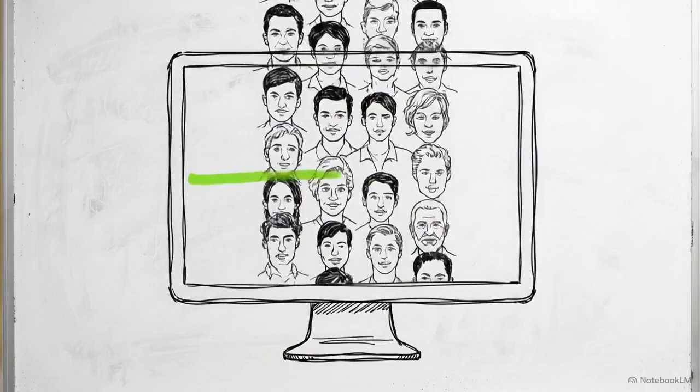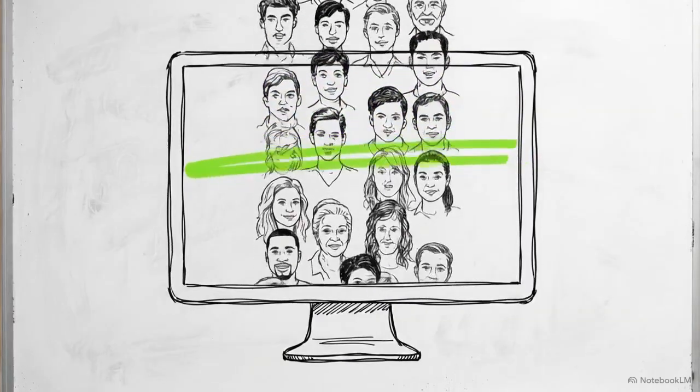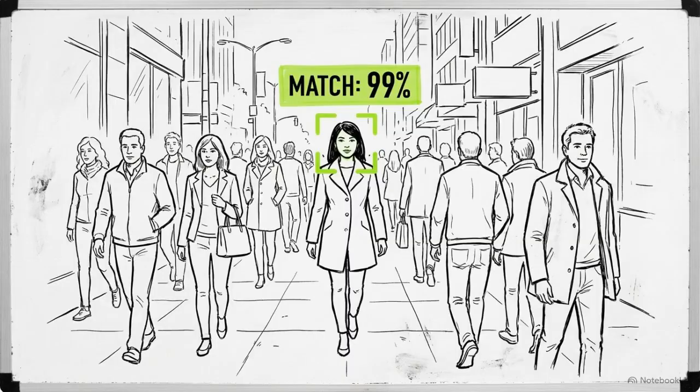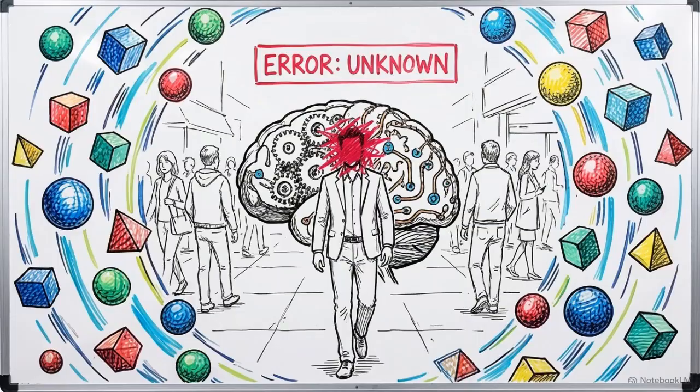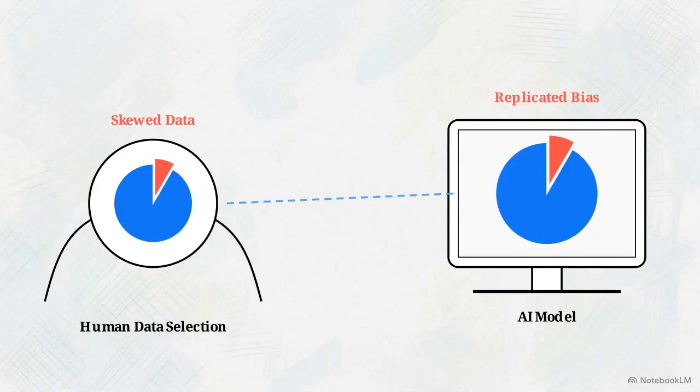Take the early iterations of facial recognition software. These models were trained primarily on datasets containing examples of light-skinned faces. As a direct result, the system learned the pattern for light skin perfectly, but it suffered massive failure rates, sometimes up to 35% when evaluating darker-skinned faces. The algorithm mathematically replicates the blind spots of its human creators, operating exactly as it was programmed.